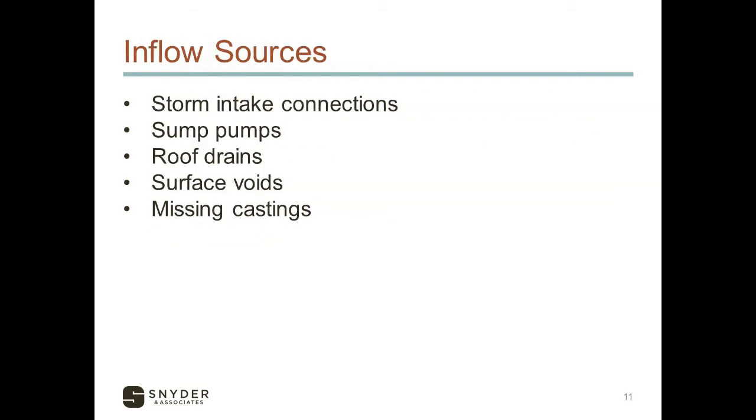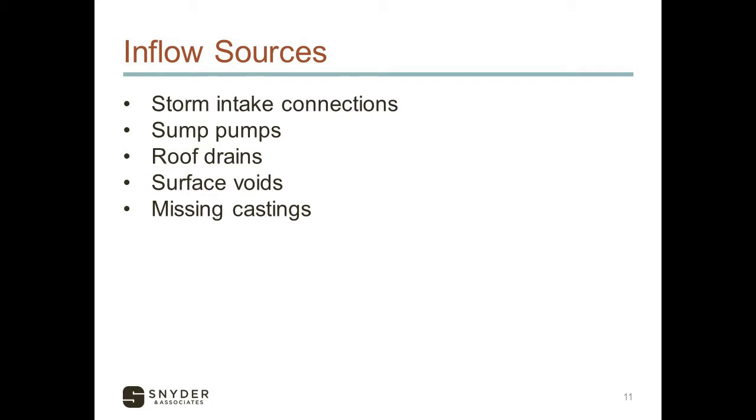Inflow sources, just to understand where this water is coming from: storm intake connections. If you had a combined system, I think that's a pretty obvious one that would cause issues from surface runoff entering the sanitary system. Sump pumps, this is a big one that I like to break out and talk about in a little more detail. There's older communities where maybe the topography is flat, they have inadequate stormwater infrastructure, and maybe there is no discharge point.